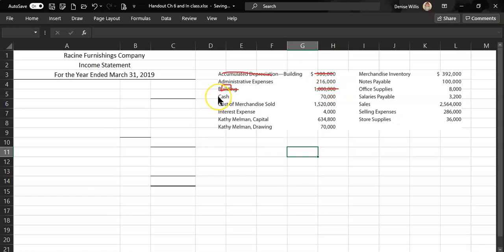Cash, where do we find cash? We find cash on the balance sheet. We don't need that number. Cost of merchandise sold, we do need that. That's going to be part of our income statement. Interest expense will be on the income statement. Capital and drawing are not. They will be on the statement of owner's equity, and the ending capital would be on the balance sheet as well. So we're going to cross those out.